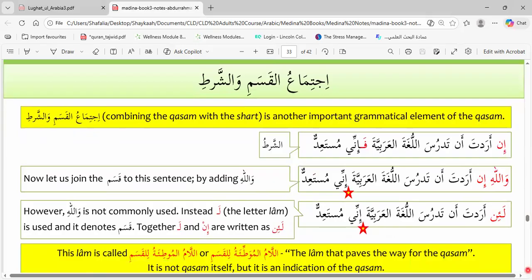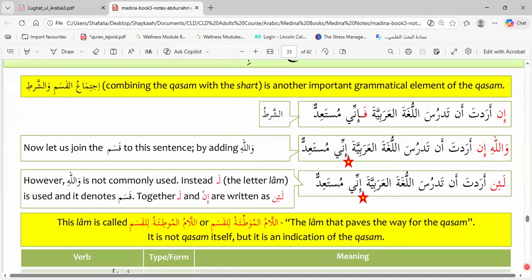اجتماع القسم والشرط. Here we have combining the qasam with the shart, the condition. So we talked about oath, we've talked about conditions, now we're combining the two. Another grammatical element of shart: إن أردت أن تدرس اللغة العربية فإني مستعد. Here you have shart. So now let us join the qasam to this sentence: والله إن أردت أن تدرس اللغة العربية إني مستعد.